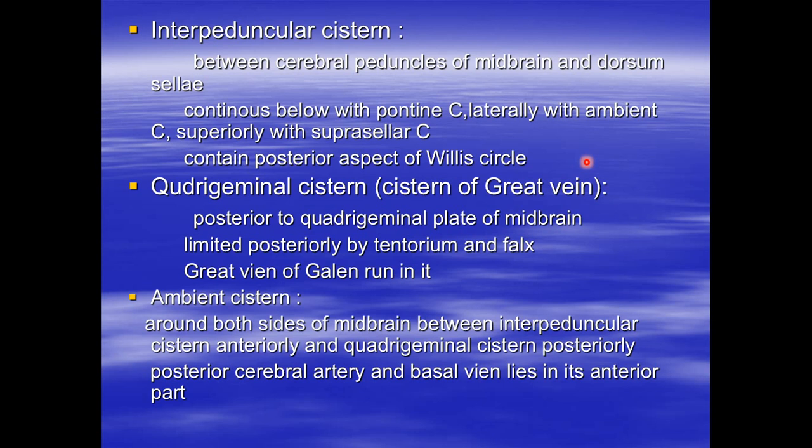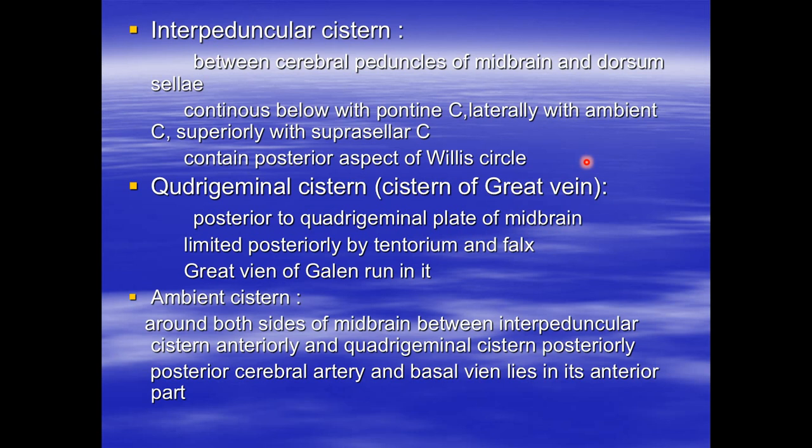Regarding the interpeduncular cistern, the name is very indicative of its location. It is located between the cerebral peduncles. That's why it's called the interpeduncular cistern. It continues below with the pontine cistern, and laterally with the ambient cistern, superiorly with the suprasellar cistern. It contains the posterior aspect of the circle of Willis, part of it, not the whole, but the posterior part of the circle of Willis.